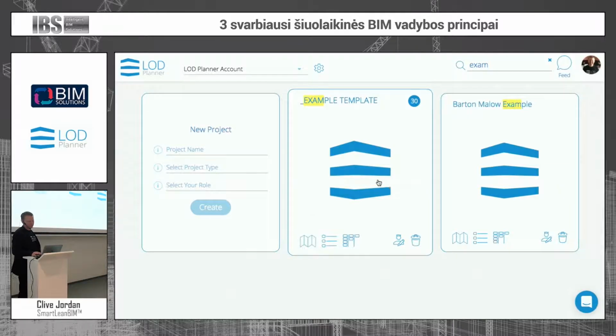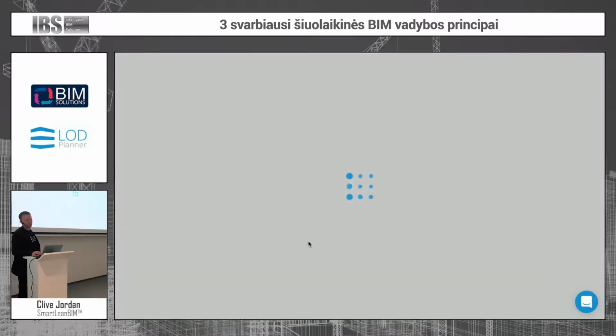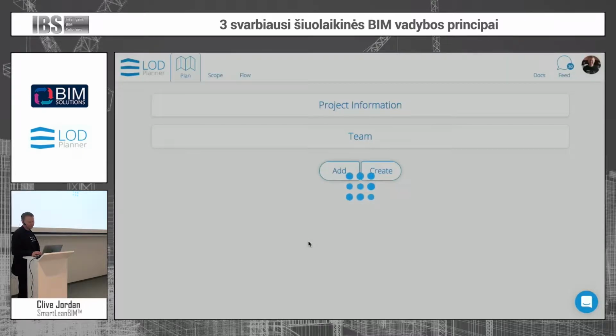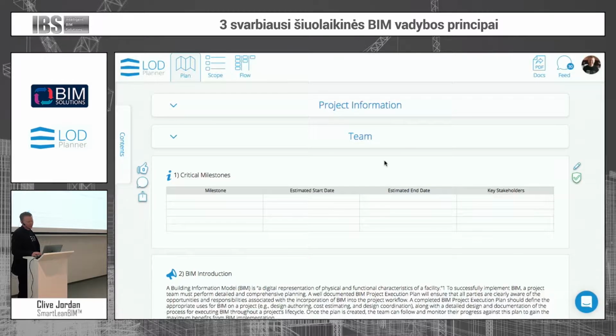So if we open this project, the example as a template, then we'll see certain project information. I won't bore you with settings, but you can create a team. And then each one of these is a plan section that can be collaborated on, to approve, to edit, to have comments on, to get edited, and then get approved.